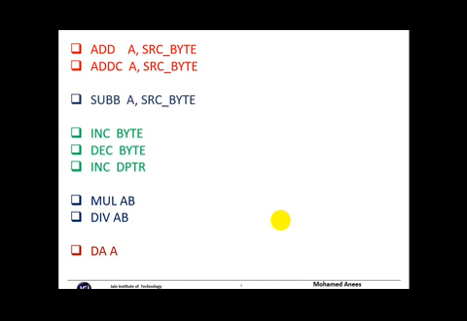So what you have to do is refer to any textbook or my notes and try to practice these instructions on the Keil software. The more you practice by writing simple programs, the easier it will be when you come across advanced programs in assembly level language. Okay, thank you.